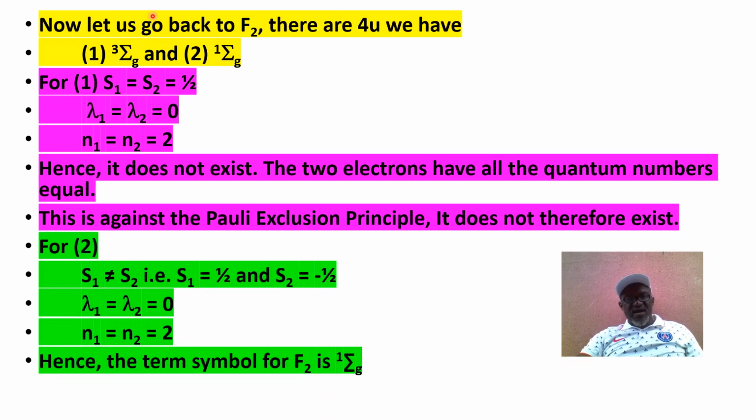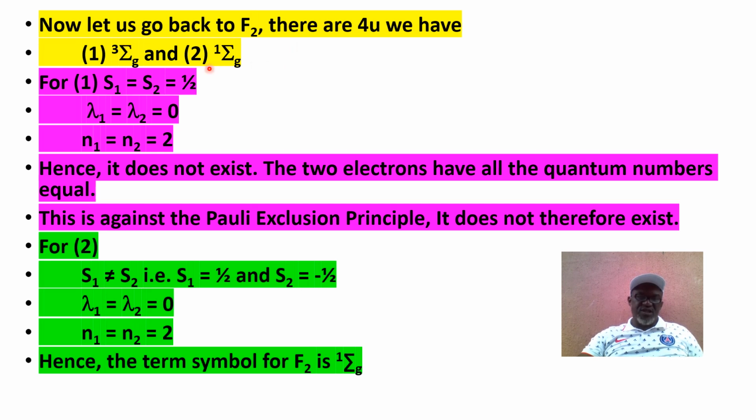We'll continue with our F2. We just used that to give some examples. Now let us go back to F2. There are 4 u. Check our electronic configuration. You see that the ungerade orbitals are 4. Therefore, it is even. So we have two options. Remember, our multiplicity is 3 and 1, and our state is this summation. So the first one is summation to power 3 and g, because there are 4 u. And the second one is summation to power 1 and g.